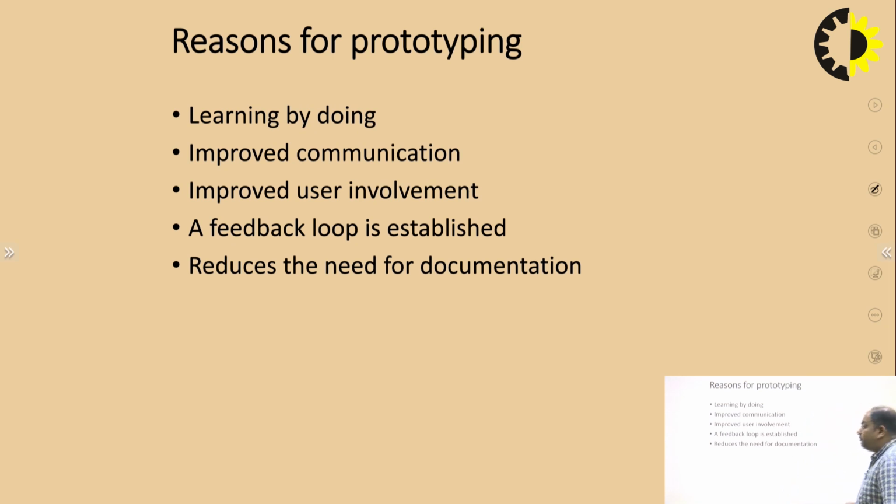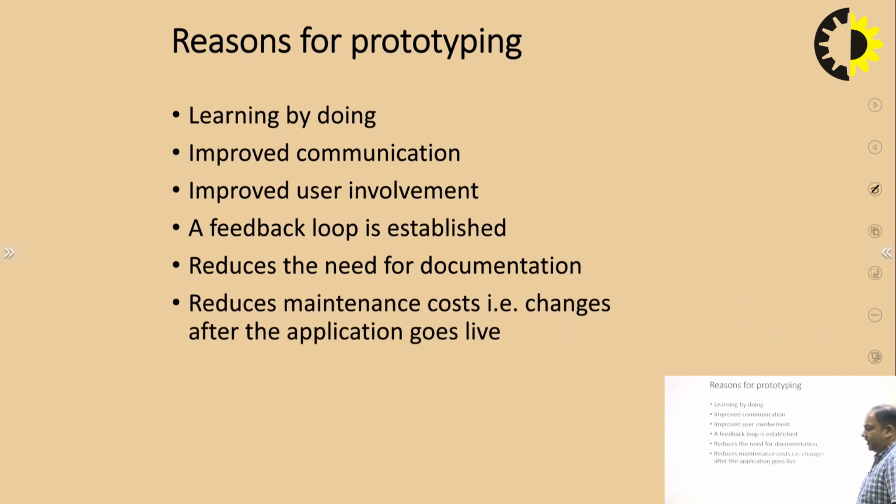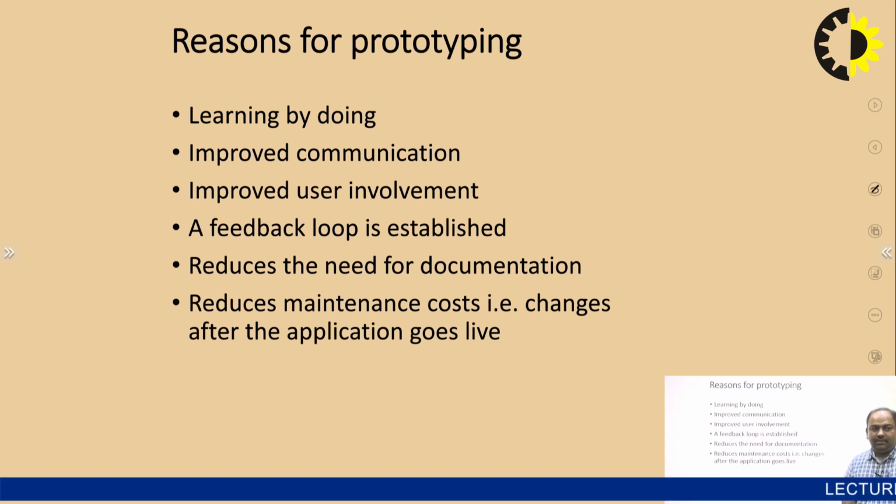Next, a feedback loop is established, meaning when we do iteration and prototyping, in prototyping we need feedback. If we do not get feedback in prototyping, then how will that prototype get approved, or how will that prototype be converted into a final product? In iterative and prototyping models, we reduce the need for documentation and we reduce the maintenance cost.